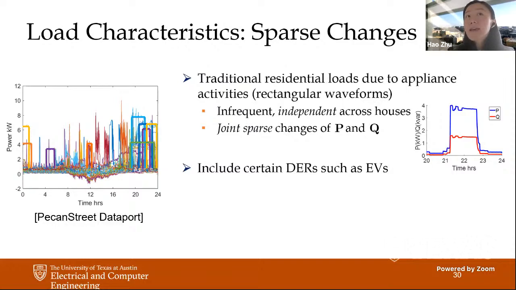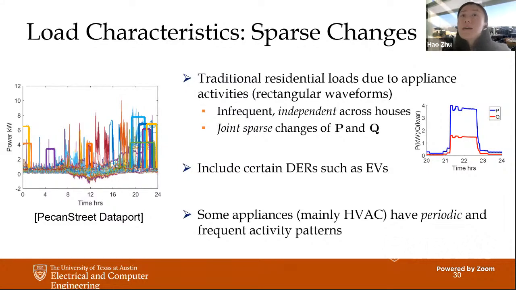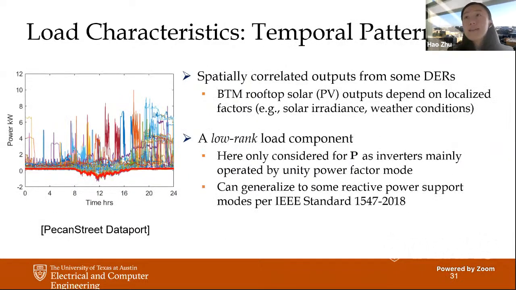It includes EV models, and it can also include typical household appliances. We say that P and Q are jointly sparse, meaning that they change together. I just want to point out that HVAC definitely also satisfies this property, but it also has a periodic activity pattern, which would pose a challenge for our recovery later on. So this is the sparse appliance activity.